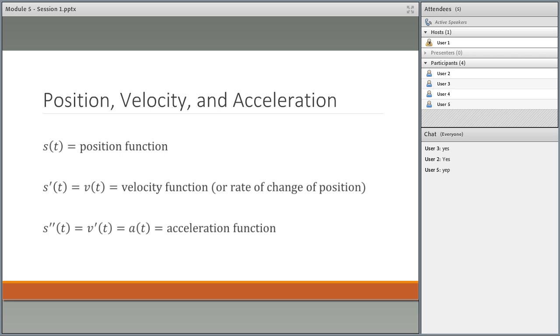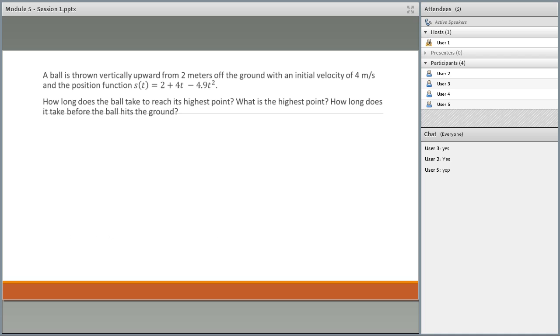So let's do some examples. We have a ball that's thrown vertically upward from 2 meters off the ground with an initial velocity of 4 meters per second, and the position function is given as s of t equals 2 plus 4t minus 4.9t squared. So they gave us the position function, and we're asked a few different questions. How long does it take for the ball to reach the highest point?